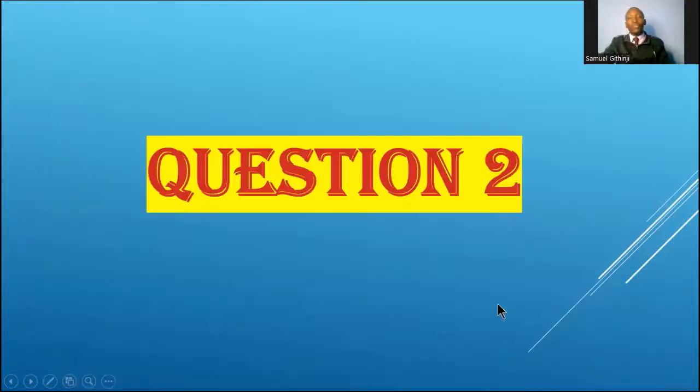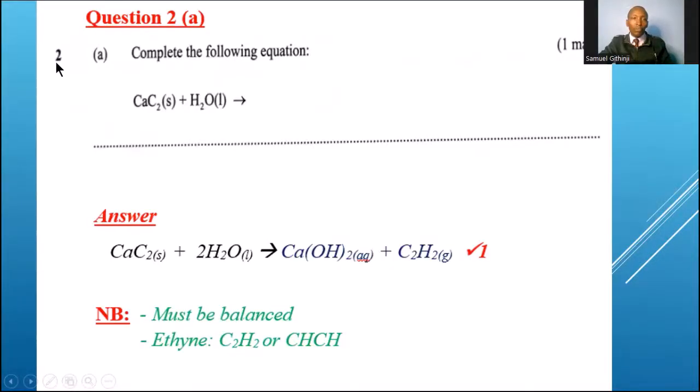Well, that was question 1, and that was the end of it, a question from the Form 2 syllabus. Let's go to question number 2, my student. That's question 2, part A. Calcium carbide reacting with water. The student was supposed to complete the equation, just like I've done there. Calcium carbide reacting with 2 moles of water, you get 1 mole of calcium hydroxide and ethine. Remember, this is the formation of ethine, the first member of the alkyne series, or rather homologous series. This must be balanced. The ethine you can write in either of 2 ways.